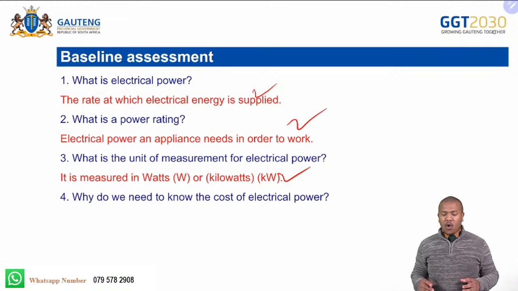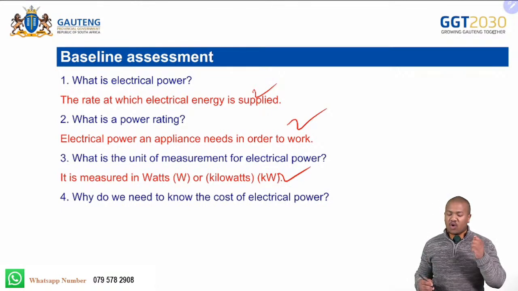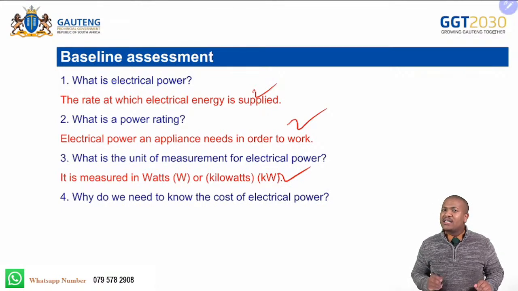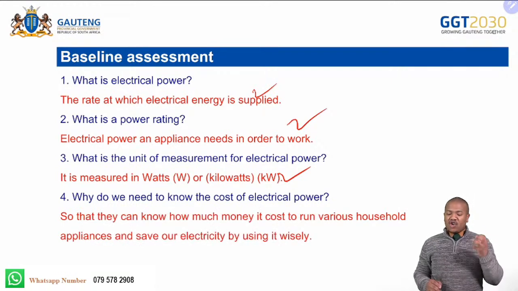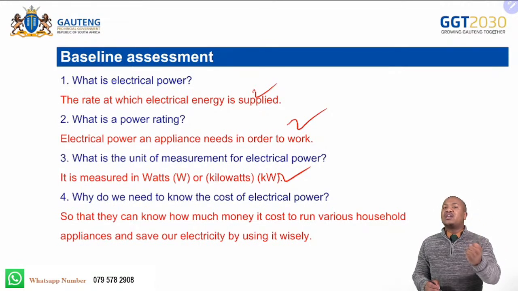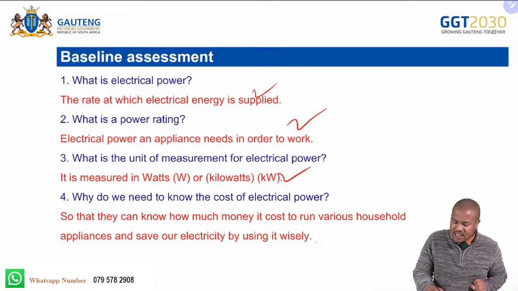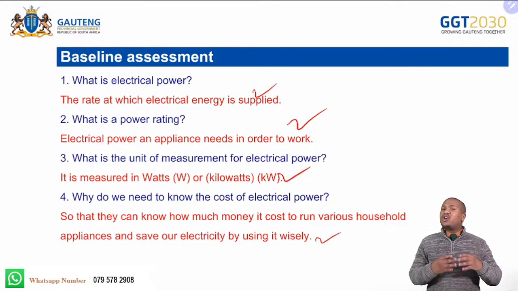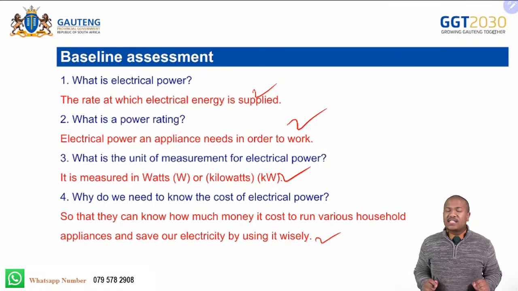Then number four, why do we need to know the cost of electrical power? This is the reason: so that we can know how much money it costs to run various household appliances and save our electricity by using it wisely. That is the reason why, so that we know how much we used and how much we need to pay for it. So now let's take a quick minute to copy down the corrections.